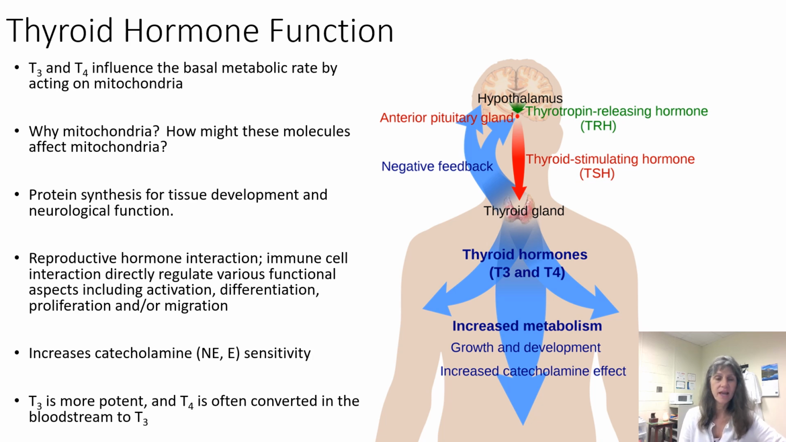development to occur. And so we see also that these hormones are going to increase sensitivity to molecules that are known as catecholamines, like epinephrine and norepinephrine. And we find that in looking at these hormones, triiodothyronine is more powerful. It has stronger effects than thyroxine, but thyroxine is often converted into triiodothyronine in the bloodstream. So lots of effects for thyroid hormone.